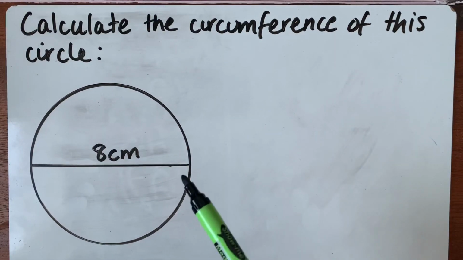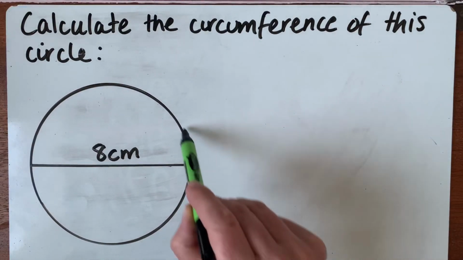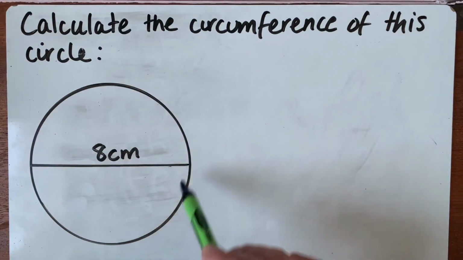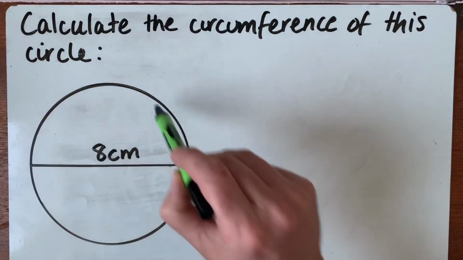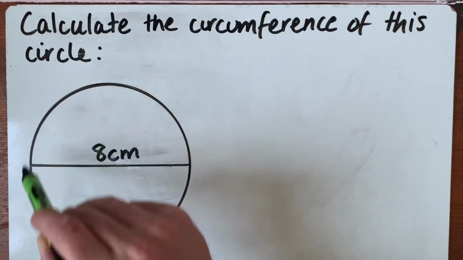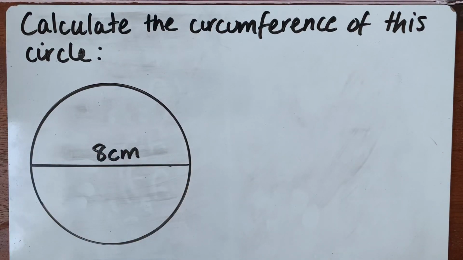So the circumference of a circle is a distance, and it's the distance around the outside of the circle, the length of this curved black line all the way around the outside. So that's the circumference of the circle. And we're going to have to try and work out what that is. Now there's a little formula for this.